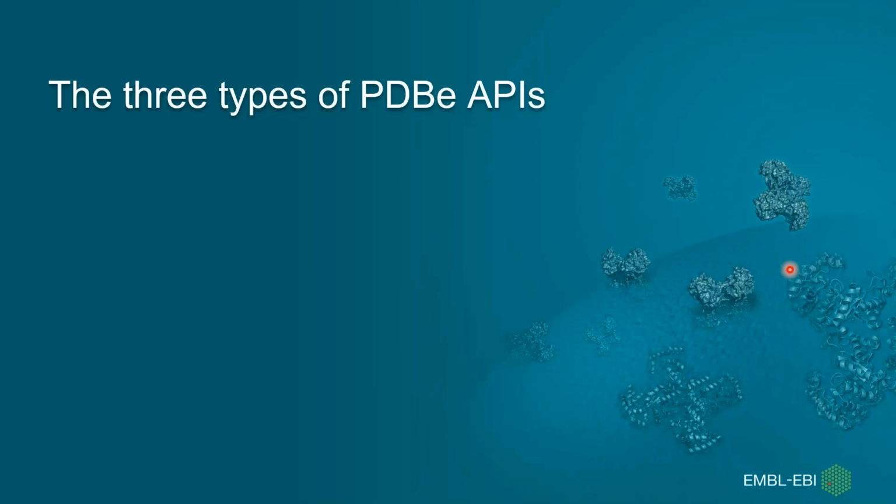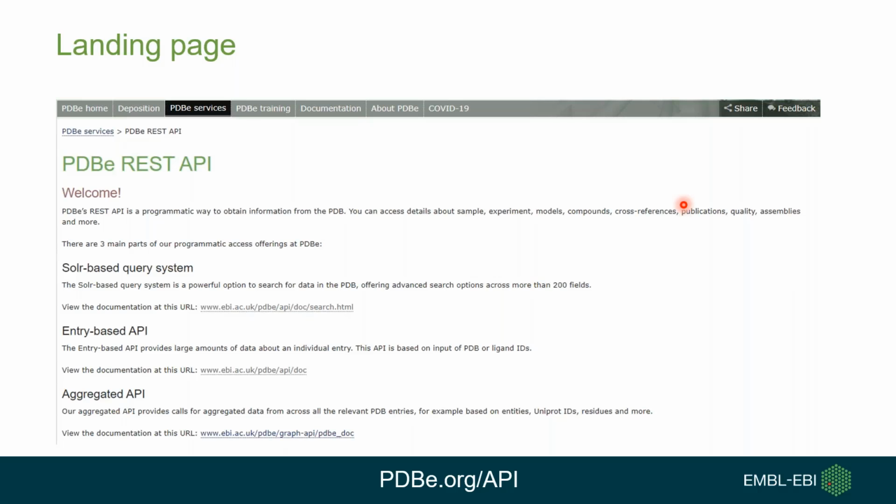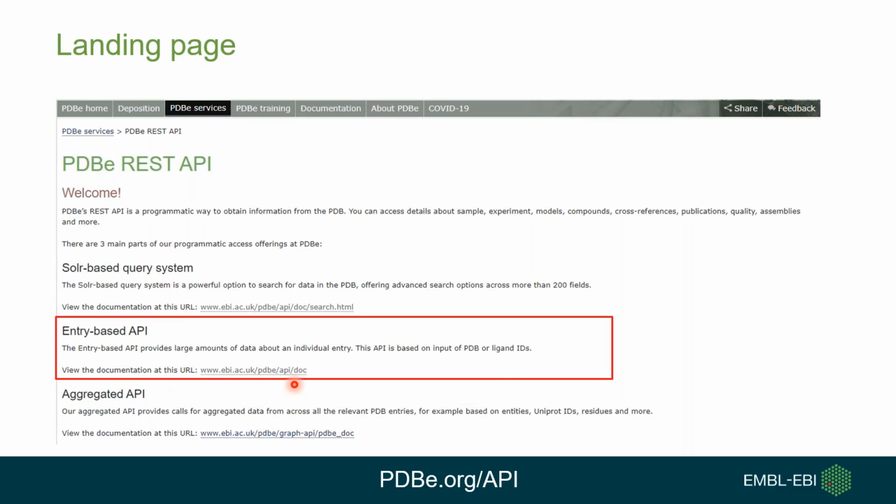We offer 3 types of APIs. If you go to this link, pdbe.org/API, this is what you will see. This is the landing page. And you will get 3 different links to 3 different APIs. The one that is highlighted here is what we will talk about mainly today.